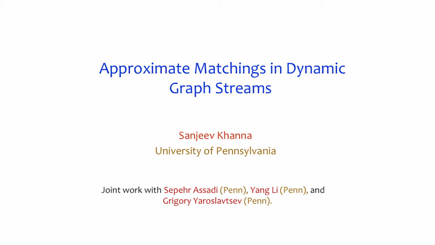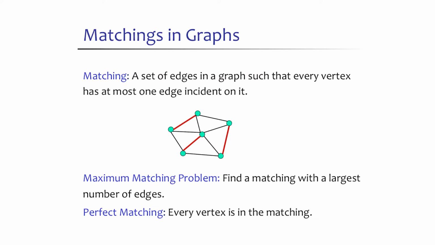Okay, so I'm going to talk about matching in the streaming model, and just a very quick reminder of the matching problem. A matching in a graph is a set of edges with the property that every vertex has at most one edge incident on it. So in this graph, the red edges form a matching. And the maximum matching problem is simply to find the largest matching in a given graph.